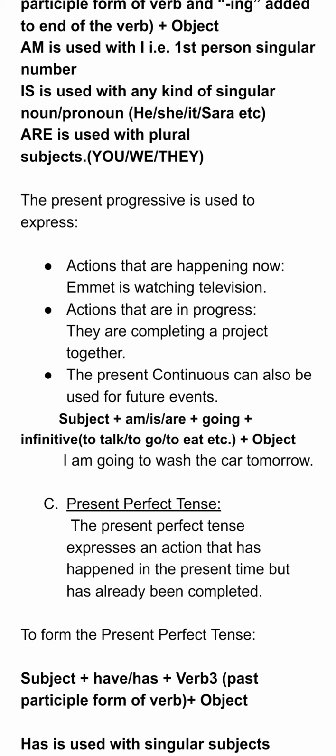Now I will give you one example so that you understand it even better. I am going to wash the car tomorrow. The incident that will happen will be happening in the future, right? But it is considered to be in the present progressive tense. Why? Because we already know about the incident that is going to take place and it is progressive, isn't it?